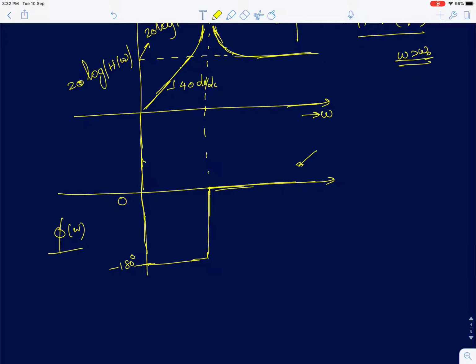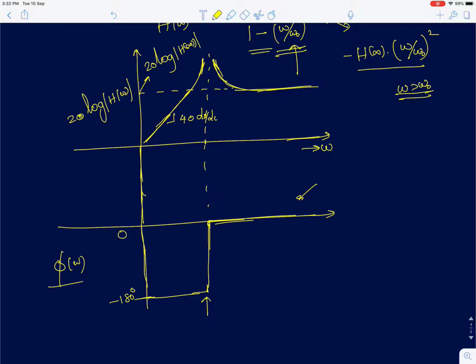Again, here there is a sudden change in the phase, instead of a graceful change. Here we have a sudden change in the phase of the high pass function.